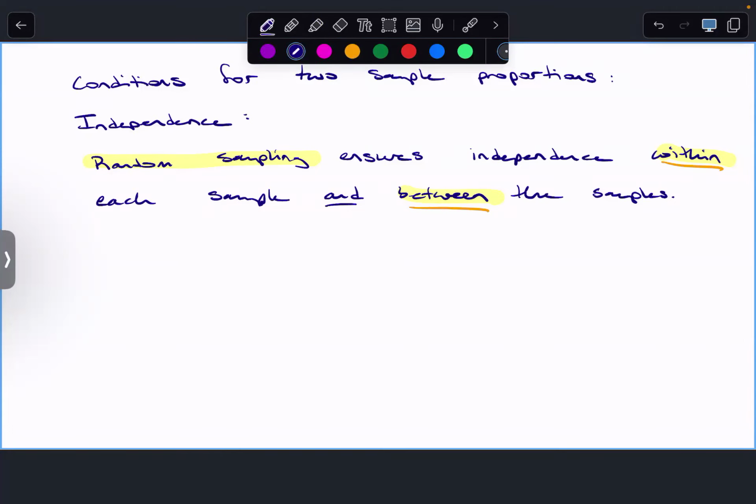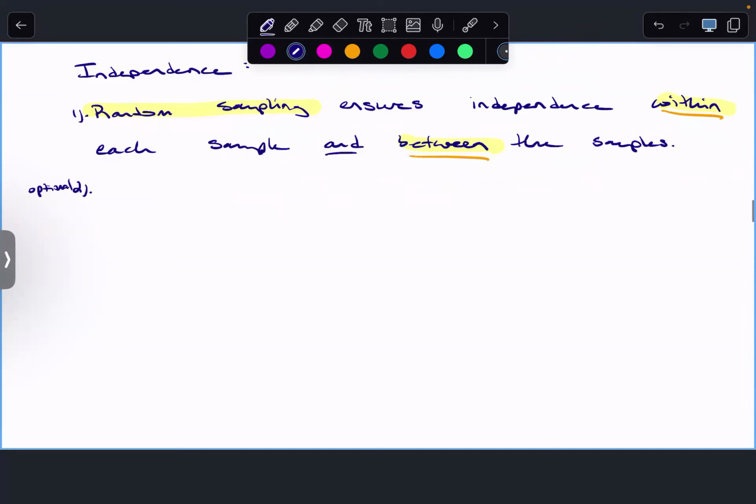For completeness, this is one. The optional second one, just for completeness, is that n1 has to be less than 10% of population 1. And of course, n2 has to be less than 10% of population 2. That one's optional, you can skip that.